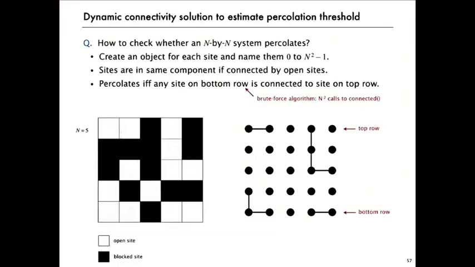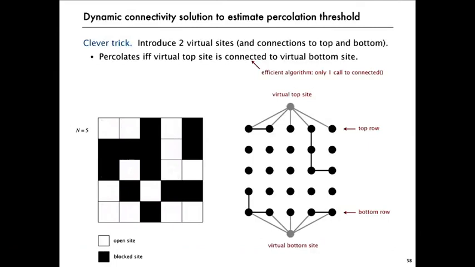Now, you might say, well, what we want to do is check whether any site in the bottom row is connected to any site in the top row and use union-find for that. The problem with that is that it would be a brute force algorithm, quadratic right on the face of it, because it would have n squared calls to find, to check whether they're connected for each site on the top, to each site on the bottom. Much too slow. Instead, what we do is create a virtual site on the top and on the bottom, and then when we want to know whether this system percolates, we just check whether the virtual top site is connected to the virtual bottom site.